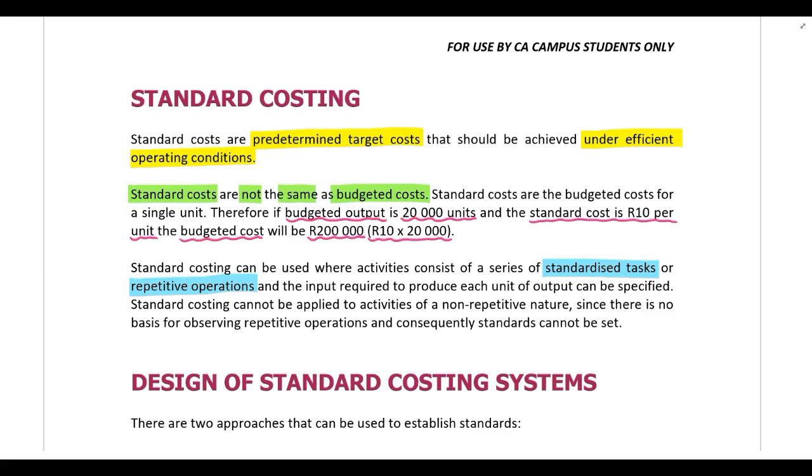On the other hand, if we have a company that makes unique products according to customer requirements, then you won't be able to set standards because every product is going to require a different number of labor hours, a different number of machine hours, a different amount of material, for example. So it won't be suited to companies that produce unique products according to customer requirements. So you can see that standard costing cannot be applied to activities of a non-repetitive nature because there is no basis for observing repetitive operations, and consequently, standards cannot be set.